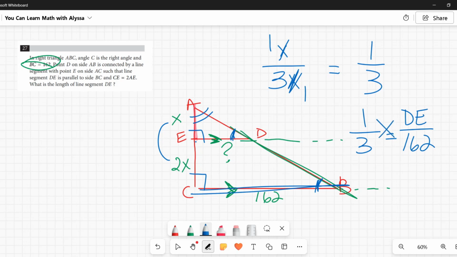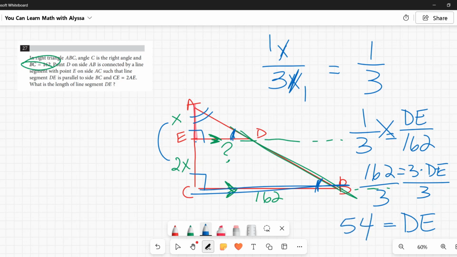So if I cross multiply, I will say 162 is equal to 3 times the length of DE. To find out the length of DE, I need to undo that multiplying by 3. So I'm going to divide both sides by 3. And I'm going to get that DE is equal to 54. 54 is my answer. Again, it's that 1 to 3 ratio because that 2x is only part of the length of this full side. That's where they're going to get you. That's why I suspect they're going to get a lot of students. But no, it is a third of this whole thing, which is 3x. So 54 is my answer.